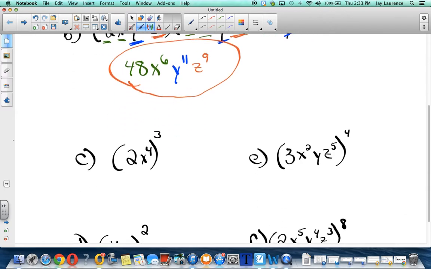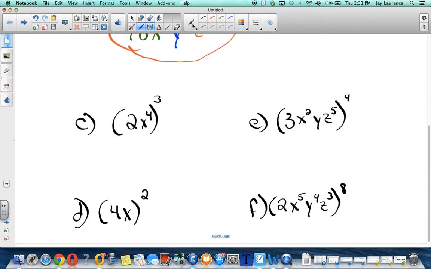Now, it gets a little bit different here when I have to do a problem like the quantity of 2x to the 4th, cubed. Now, first of all, you will not call this a distribution problem. This is not a distribution problem. No, it is not distribution. No! No! No! Did you hear that? We are not distributing. You don't distribute an exponent.